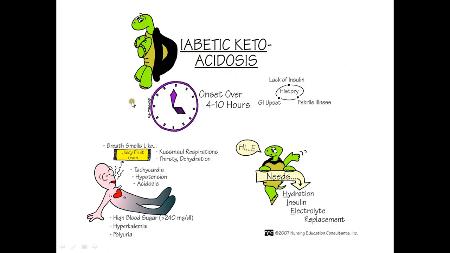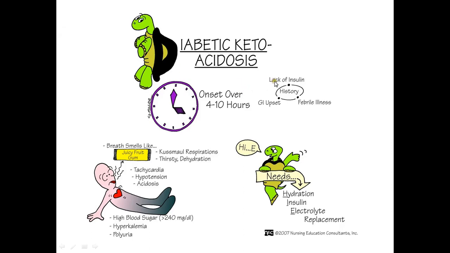I've put up this cute picture for you guys to remember. Diabetic ketoacidosis occurs within 4 to 10 hours. It's an acute complication. The patient in history will tell you a history of a type 1 diabetic who has missed his insulin dose. Sometimes diabetic ketoacidosis is the very first presentation of type 1 diabetes.